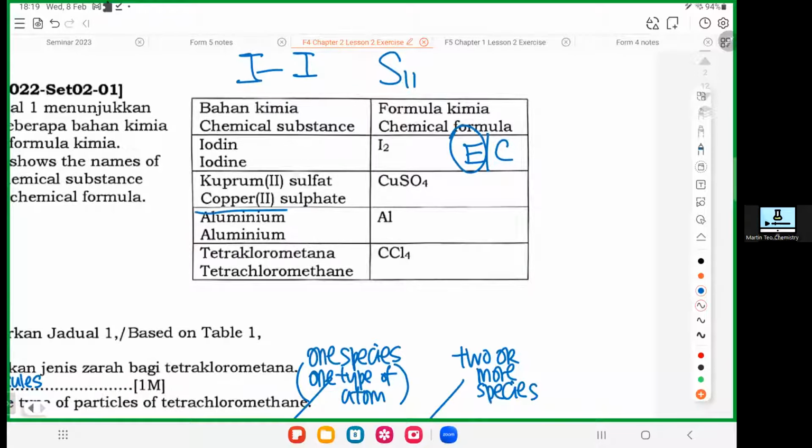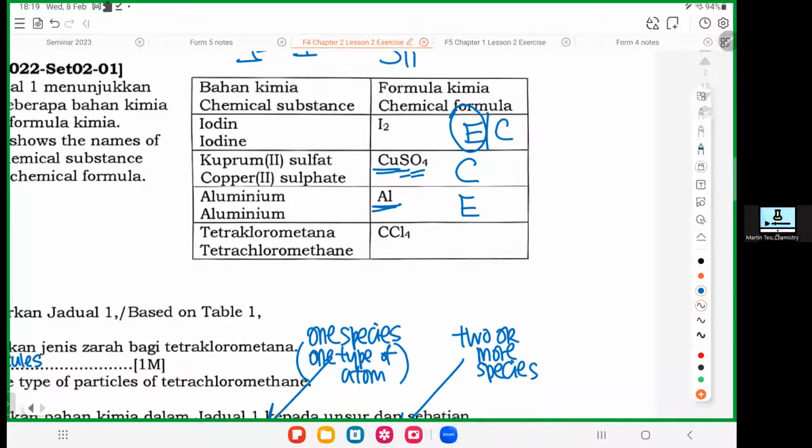So copper sulfate, element or compound? Compound. Why? You have copper, which is one species, sulfur, another species, oxygen, another species. You have three species, compound. So aluminium, only one species, nothing else. The aluminium didn't combine with anything else, so it's an element.